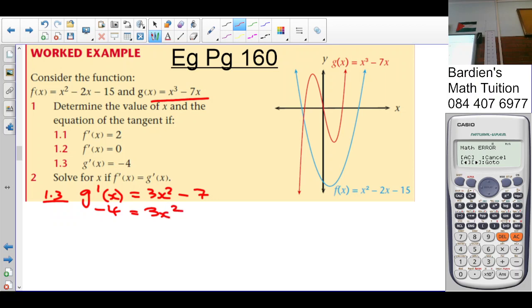What do I do now? Bring the 7 over, which gives you 3. Divide by 3 on both sides, so x squared is equal to 1. Square root thereof, x equals plus or minus 1.